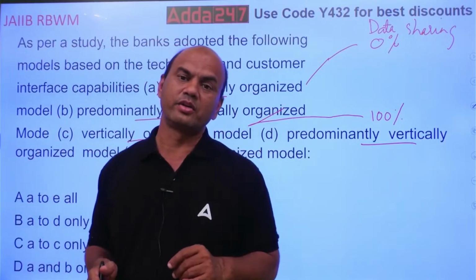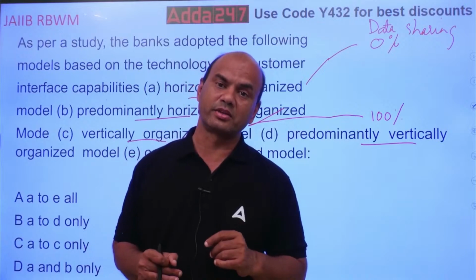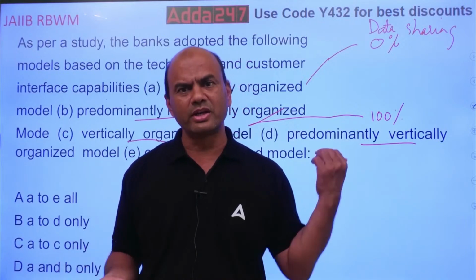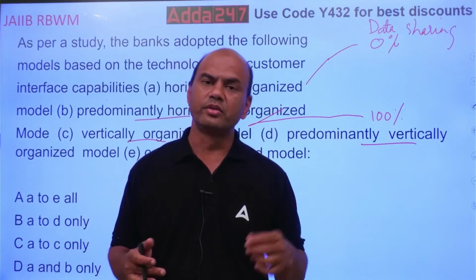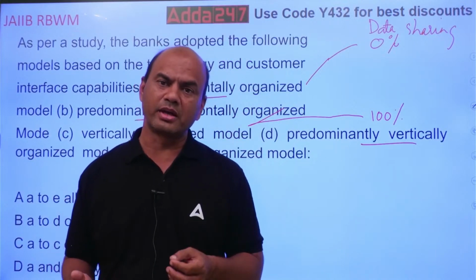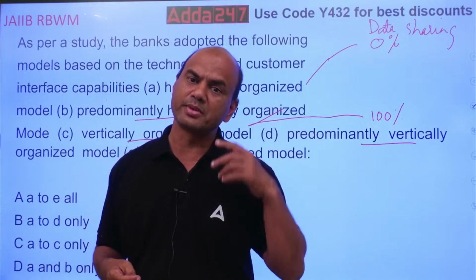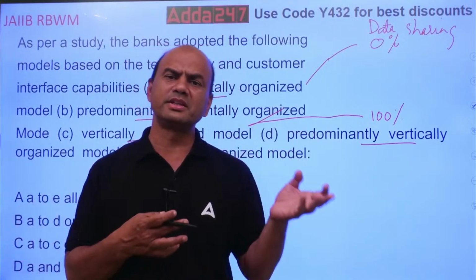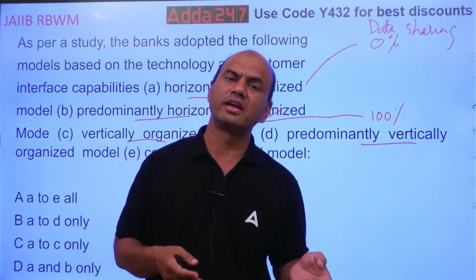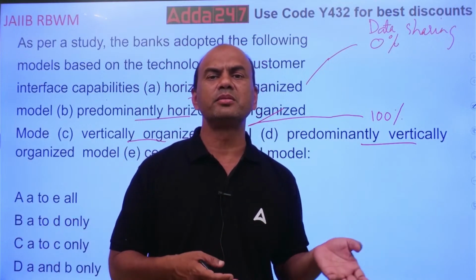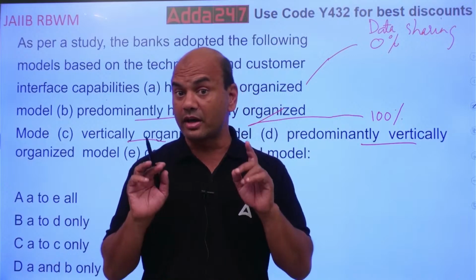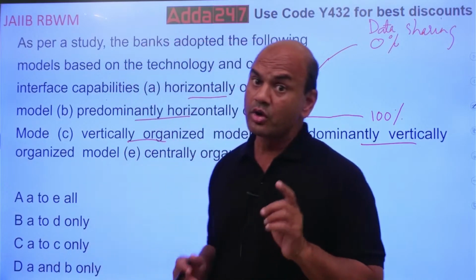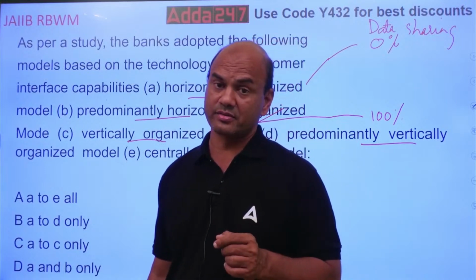So now you look at it. Your CBS, core banking software. What is this core banking software, CBS? Vertically organized. Your data in Kanyakumari can be viewed by somebody in Kashmir. Your data in home loan can be viewed by somebody in savings. Your data in current account can be viewed by somebody in personal loans. But understand the main concept within the same bank. Don't get confused over here.